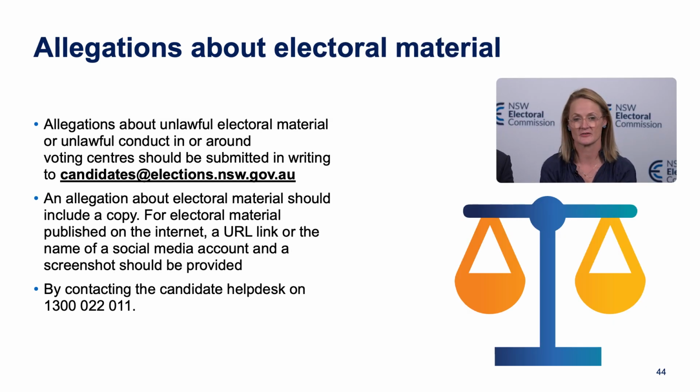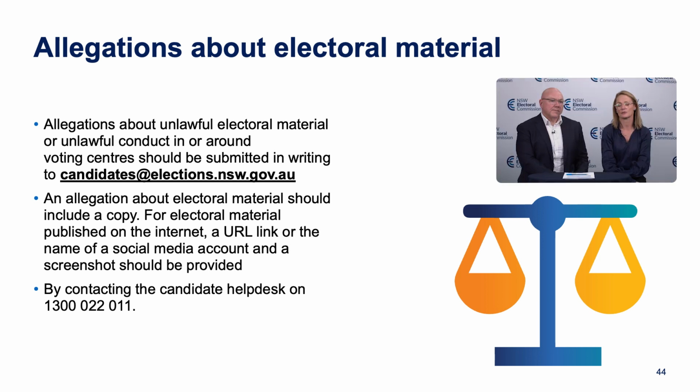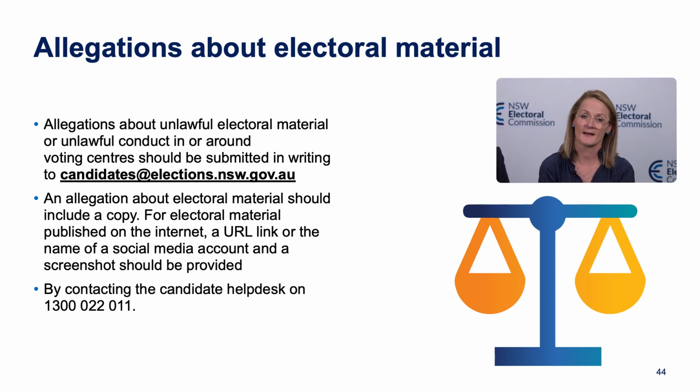Allegations about unlawful electoral material or unlawful conduct in or around a voting centre should be submitted in writing to candidates at elections.nsw.gov.au. An allegation about electoral material should include a copy of that electoral material, or in the instance the electoral material is published on the internet, please include a URL link or the name of the social media account and/or screenshot with your email. You may also contact the candidate help desk on 1300 022 011.